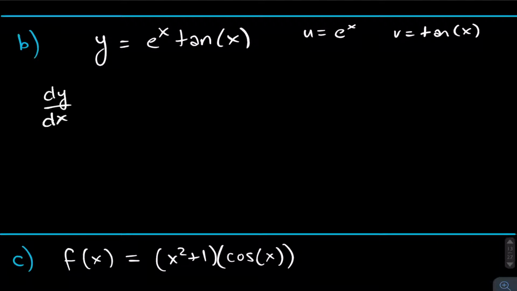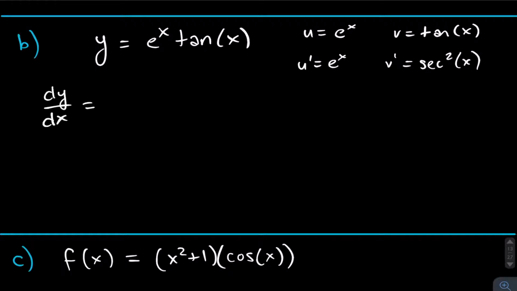Okay, taking a derivative, that means u prime equals the derivative of e to the x, which is e to the x. And the derivative of tangent x, you're not going to remember this one, but it's secant squared of x. So now we have u prime, v prime, u and v, we can substitute in.